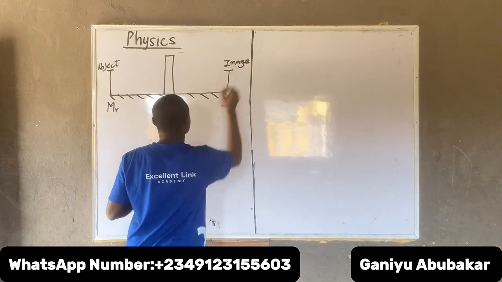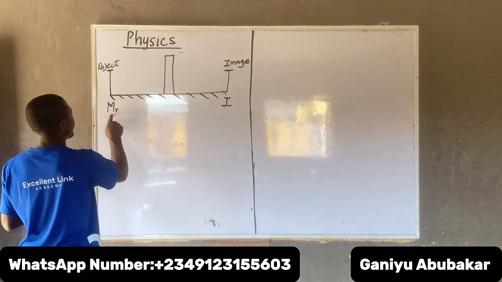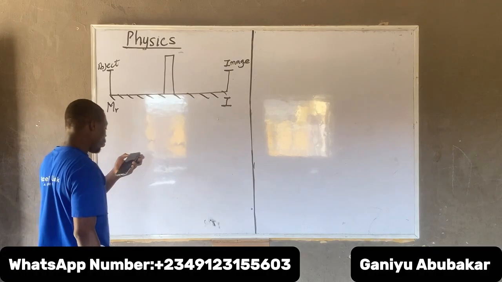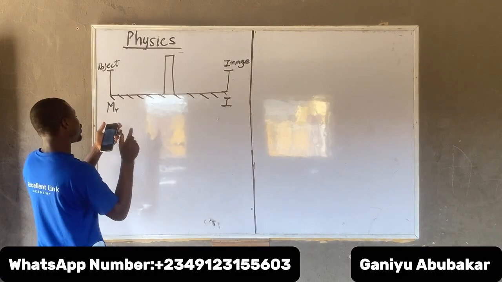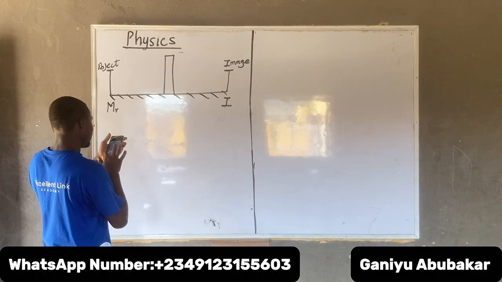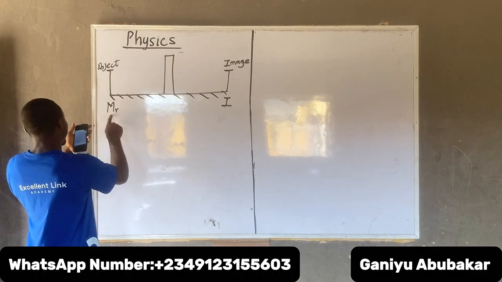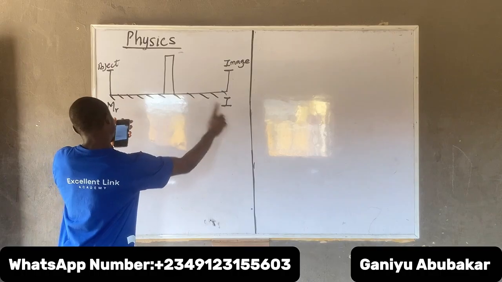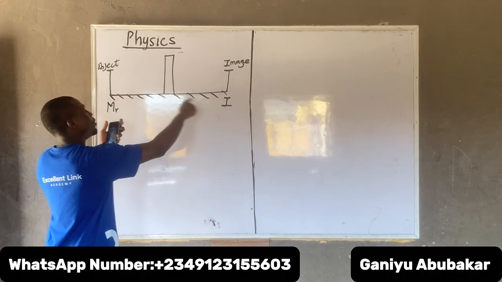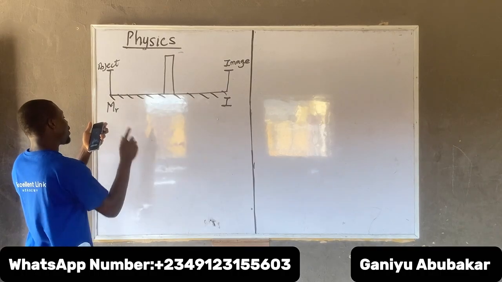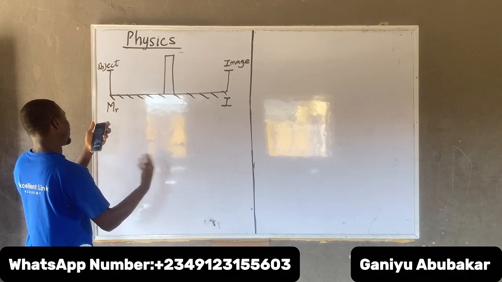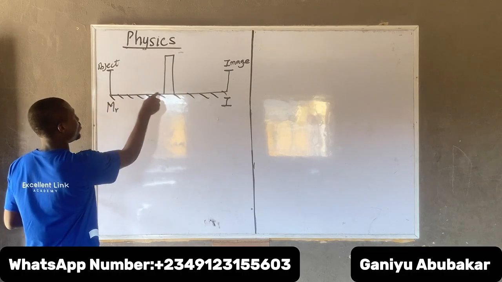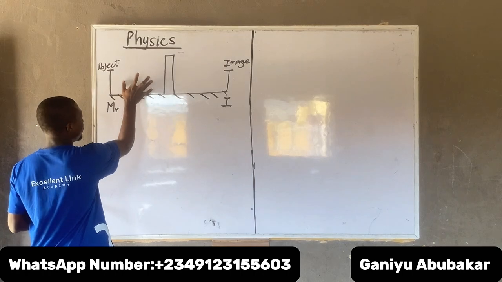All right. So Mr. Wanland was here. Listen to me. It says Mr. Wanland observed his image through a plane mirror, kept a distance away from him at 4.7 meters. So from here to here is 4.7 meters.